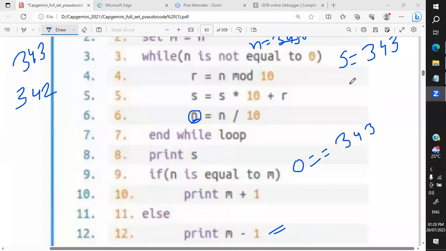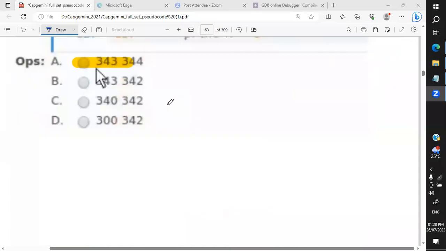Okay, considering it's clear, going for the next one. If any doubts, please ask. If not, we'll move on for the next one. Answer is 343, 342. Okay, not 344. 344 is wrong. If S was compared, then 343.